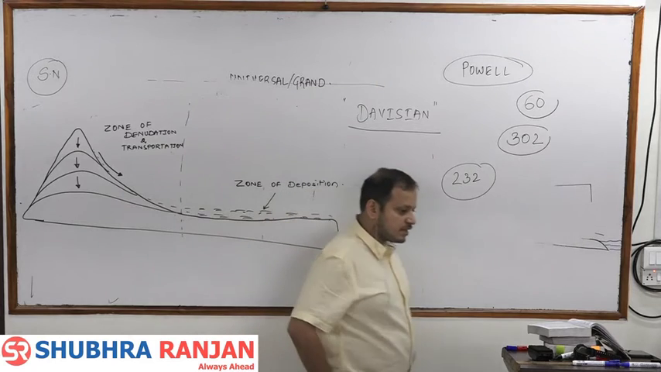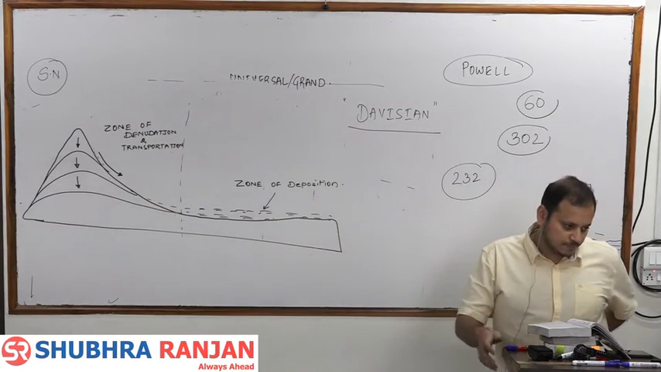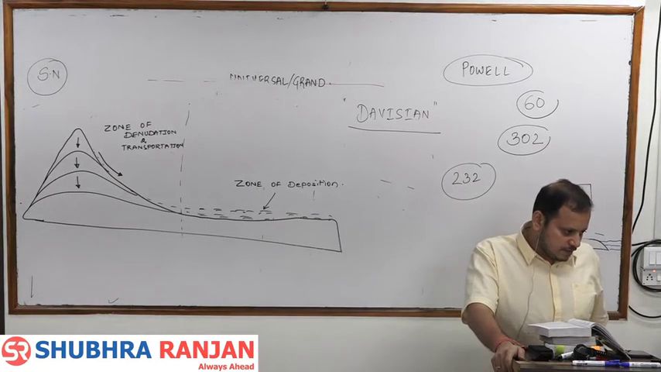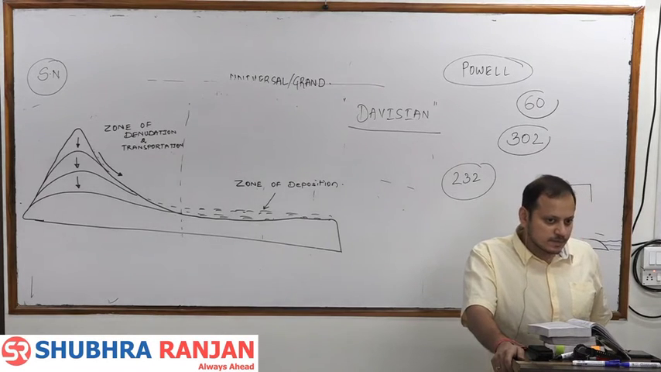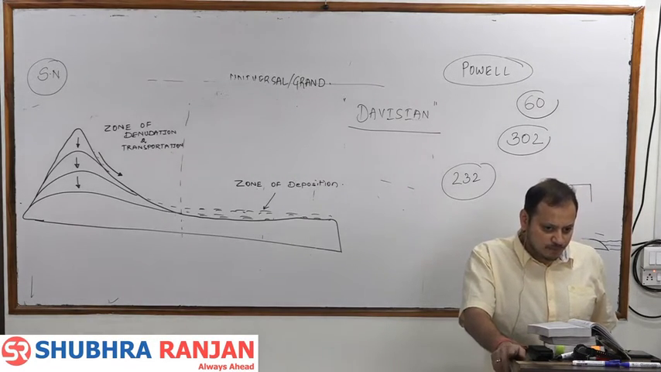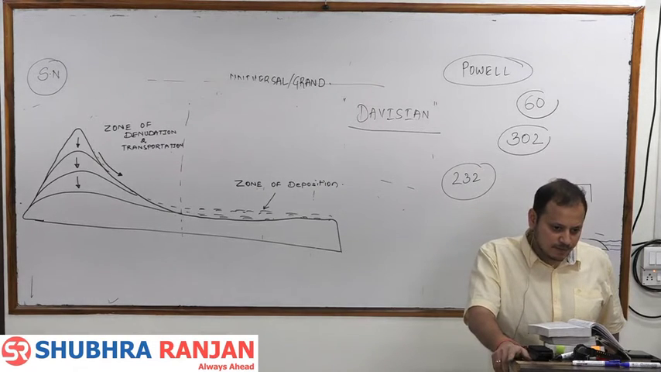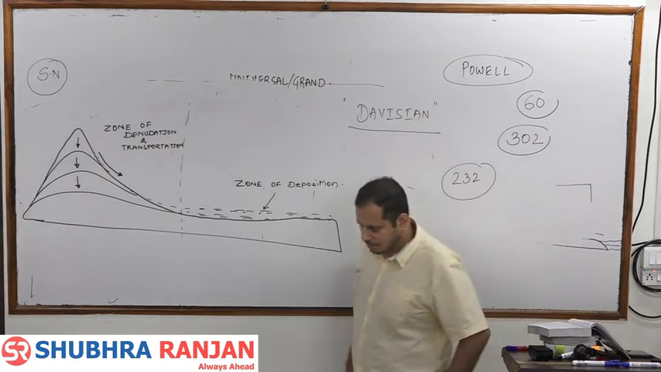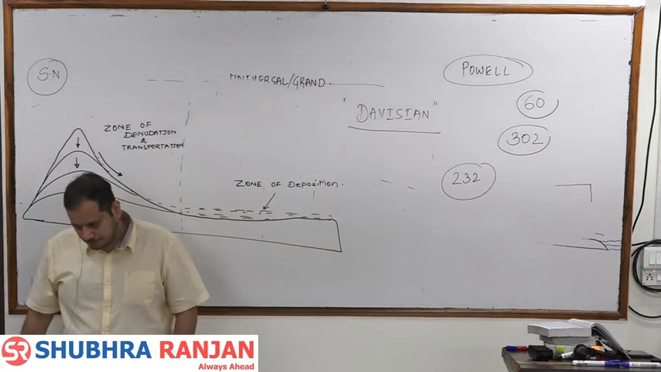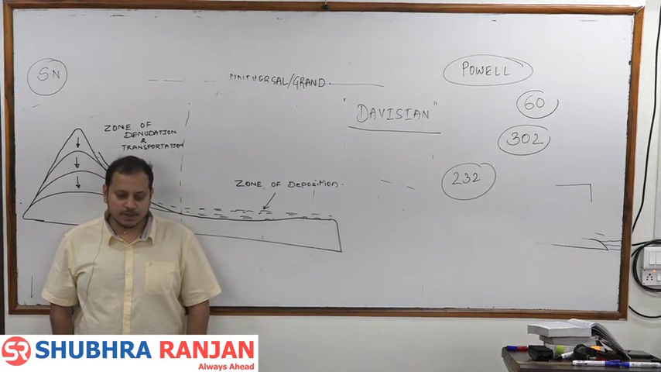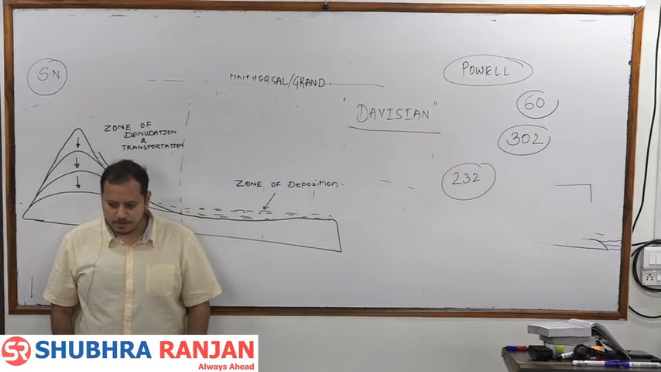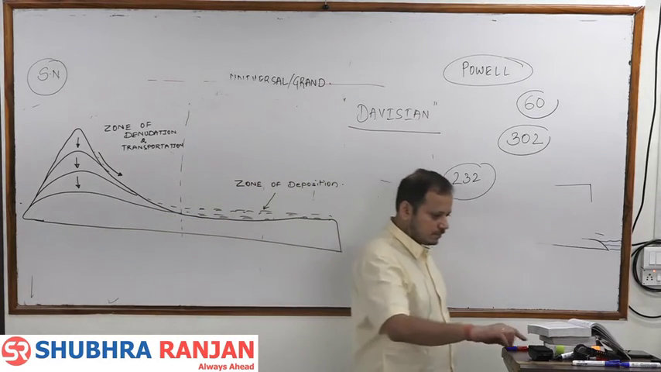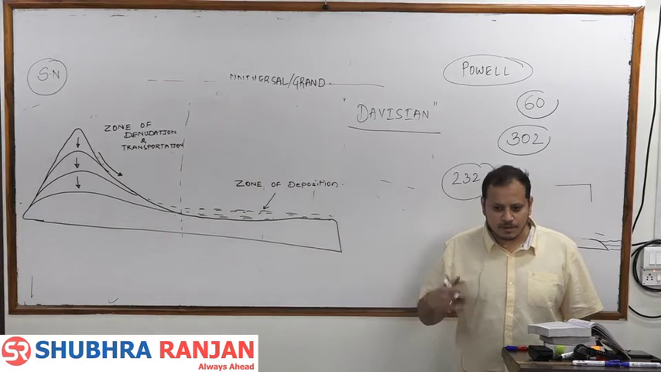For the Davisian concept of time to be most important, its importance was on time. The Earth's crust has to be stable, which is very far away from reality. The Earth's crust is never stable. It is always changing.